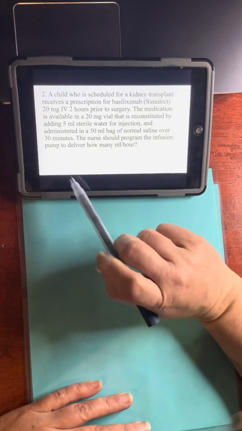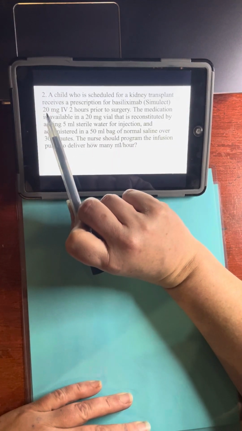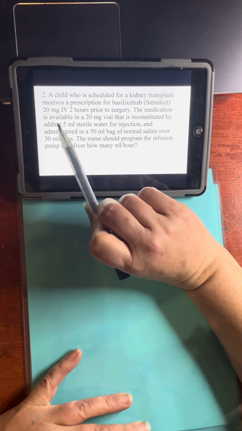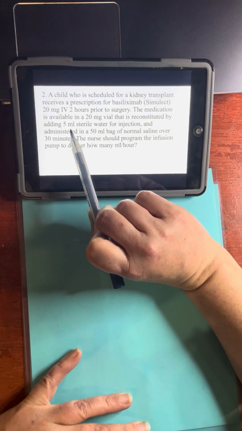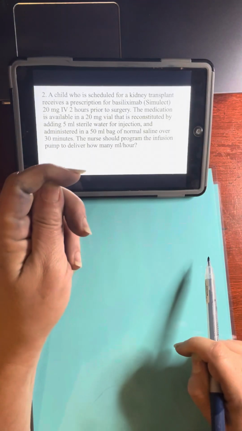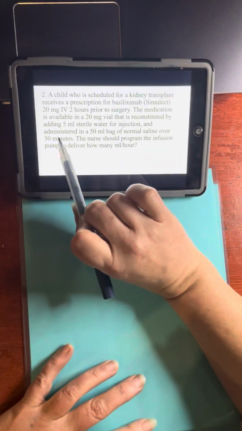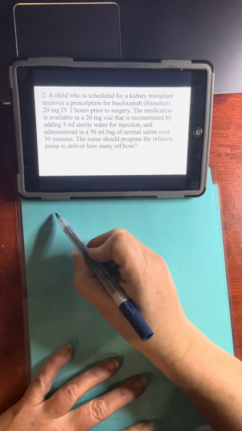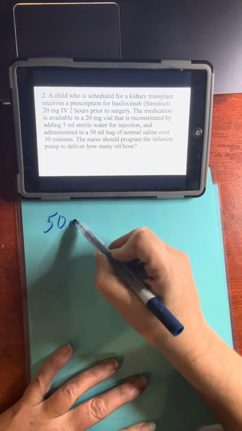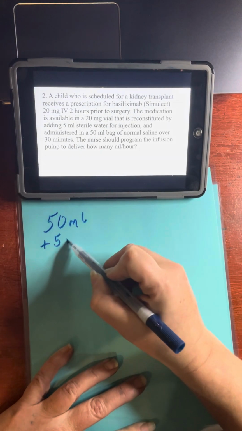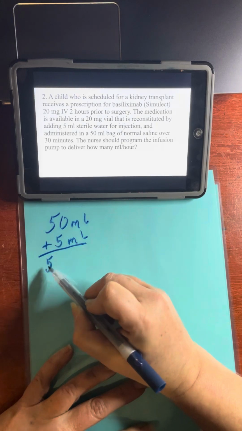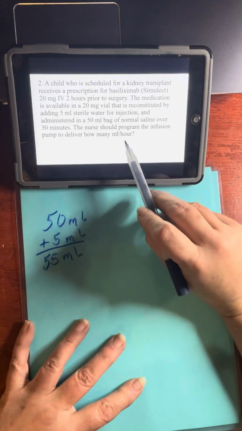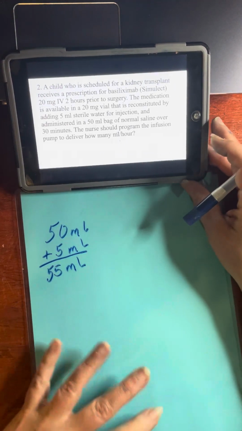All right. So he wants them to get 20 milligrams. The vial is 20 milligrams. So we're going to add 5 milliliters in it, pull the 5 milliliters out, and we have to inject that 5 milliliters in a 50 milliliter bag, which will make the total volume 55 milliliters. And they're wanting us to find milliliters an hour.